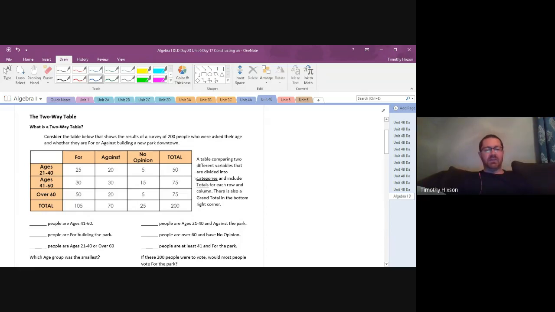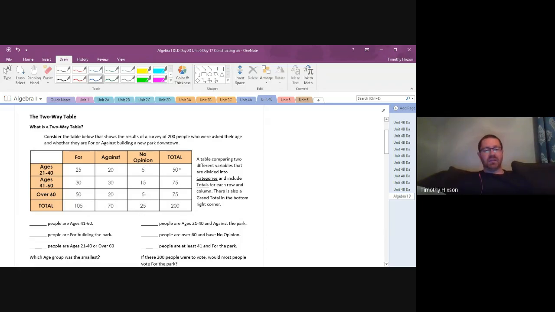And also, we include totals for each row. So notice here, this row adds up to 50. This row here adds up to 75. This row adds up to 75. And totals for the columns. This column adds up to 105. This column adds up to 70. This column here adds up to 25.